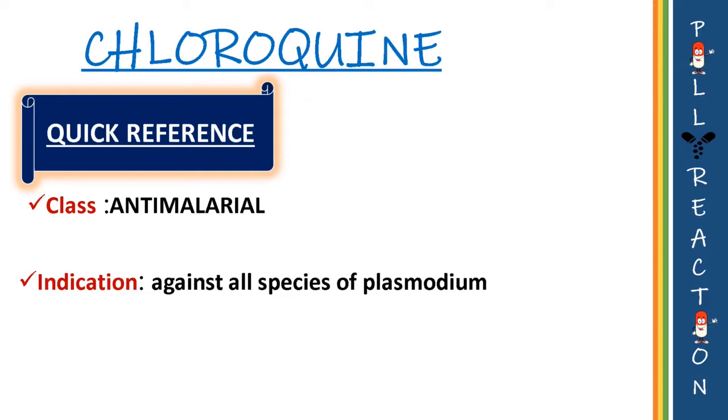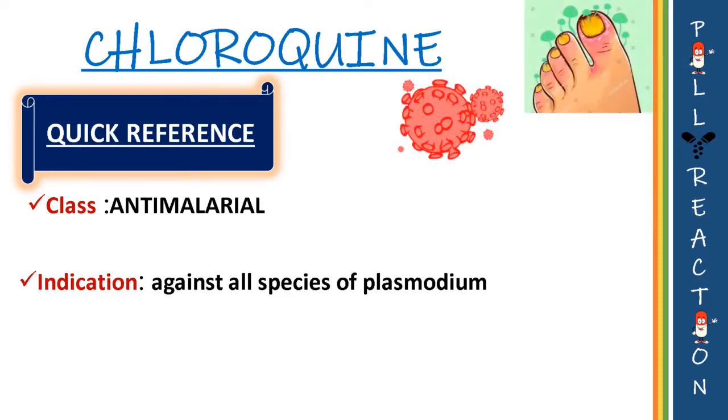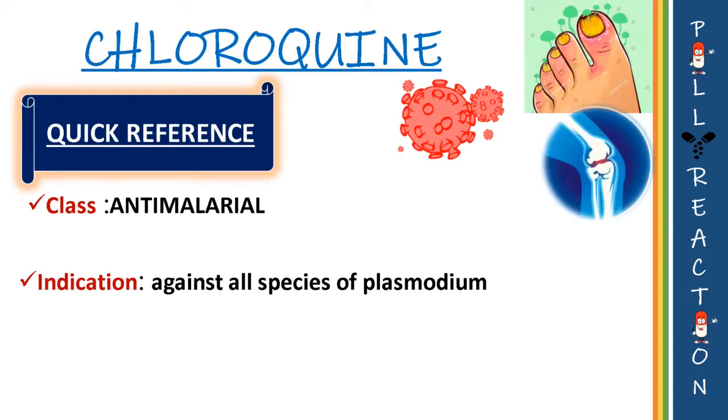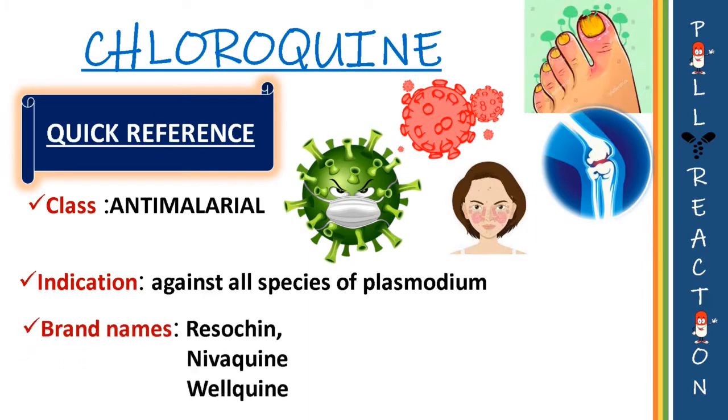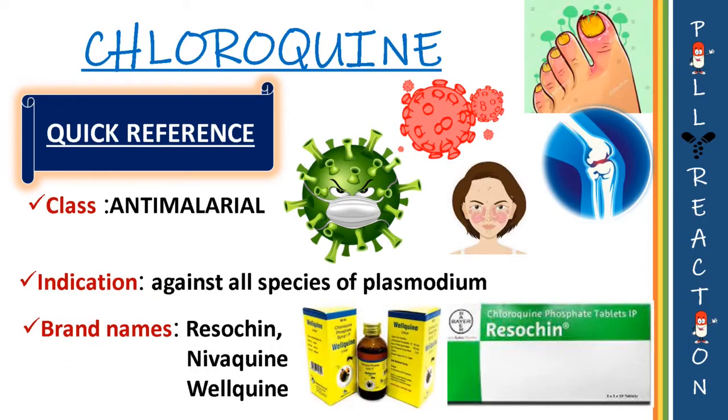Not only as an antimalarial, the drug is also now popularly repurposed in treating many diseases such as HIV, Q fever, fungal infection, Sjogren's syndrome, rheumatoid arthritis, sarcoidosis, lupus erythematosus, cancer, and even now against coronavirus. The popular brands around are Resochin, Nivaquine, Anaquine, Wellquine. So, coming to its mechanism of action.